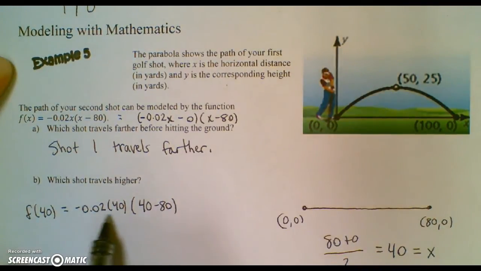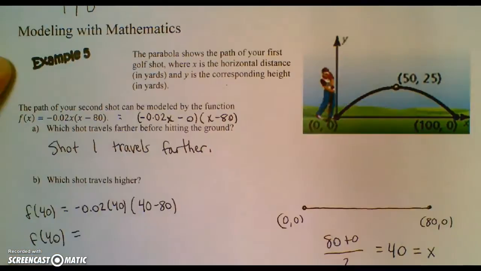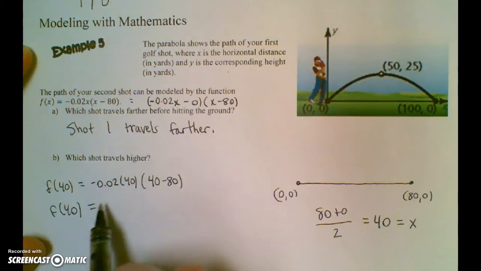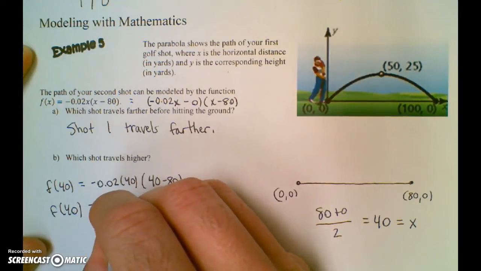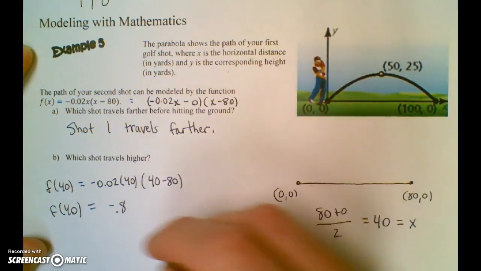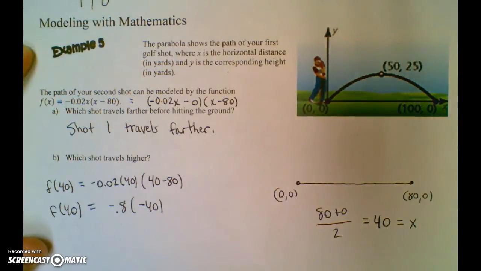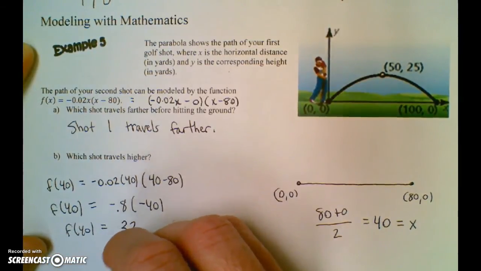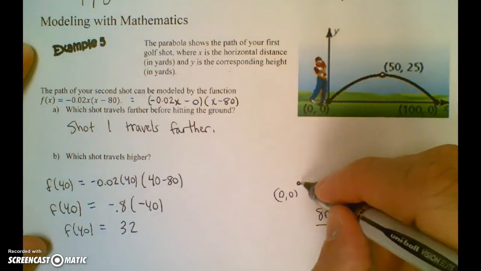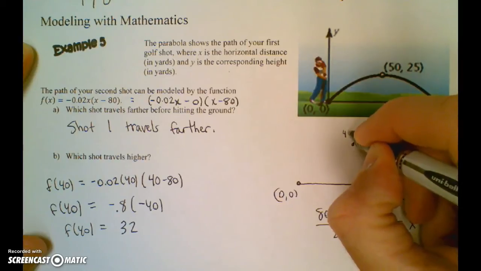And so now I'm just multiplying these two together and then subtracting these and multiplying that by that answer. So f of 40 equals negative 0.02 times 40, which is negative 0.8, excuse me, times negative 40. And then multiplying these two together, I get f of 40 equals positive 32. So my vertex here, my maximum, is at 40, 32.